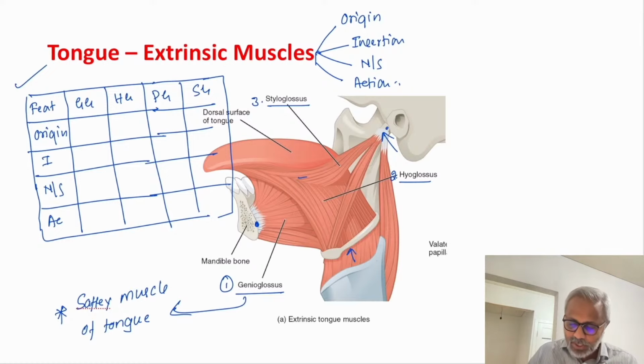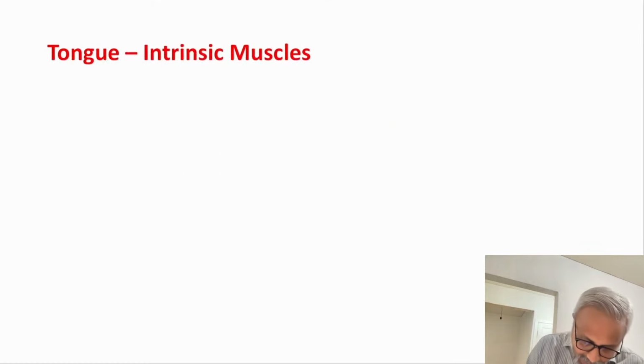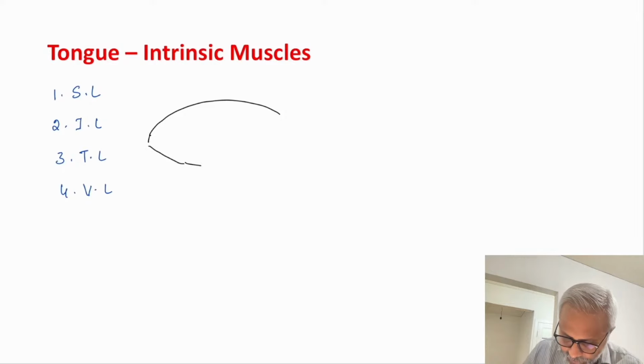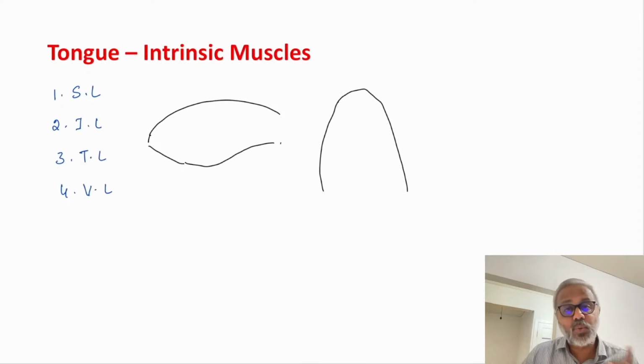Then what about intrinsic muscles? Remember, intrinsic muscles we have 4: superior longitudinalis, inferior longitudinalis, then transversalis linguae, and verticalis linguae. You don't need to write fancy diagrams to explain this. So simply draw the outline of the tongue. So let's imagine this is the outline of the tongue as seen from the sagittal section, and we can write one more diagram like this to show one important muscle.